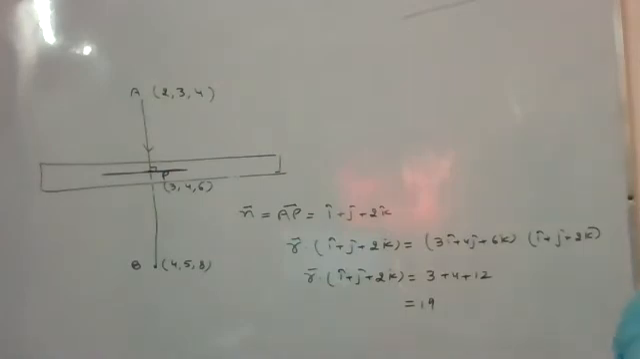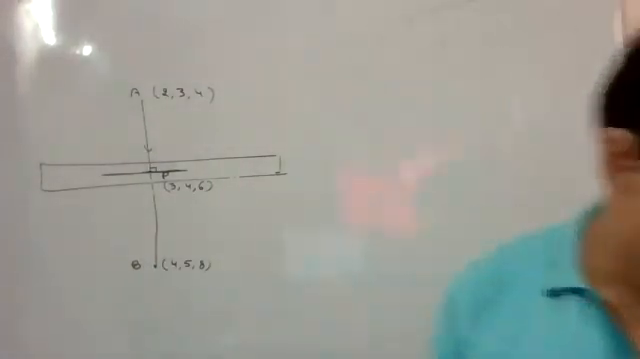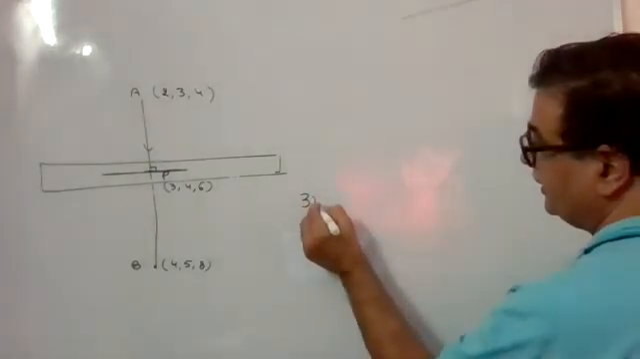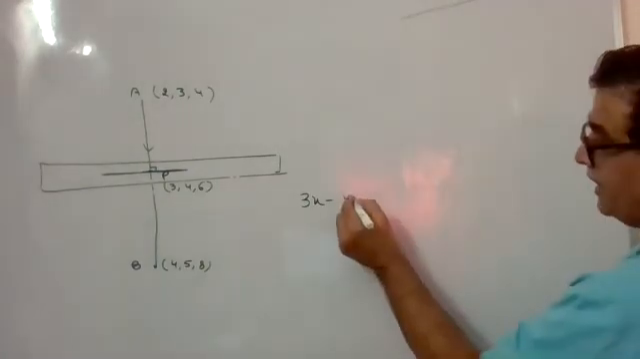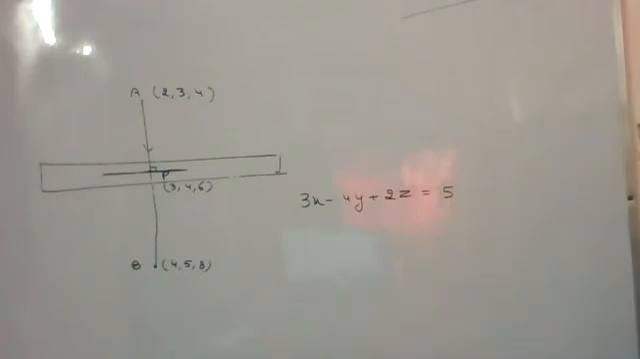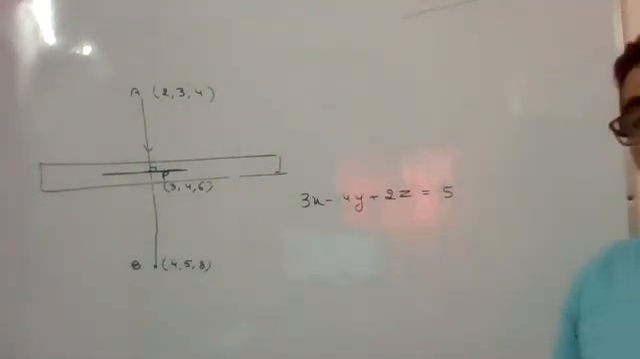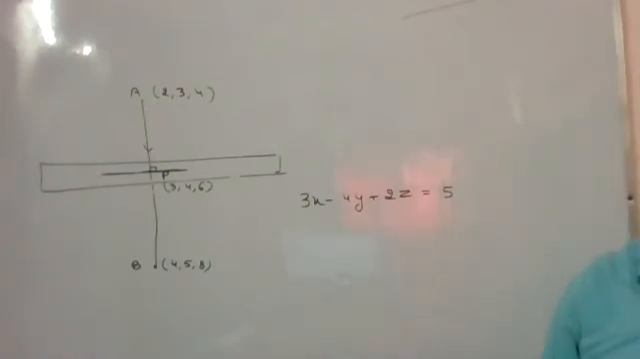Next question right now, please. Find the vector equation of the plane if I am giving the Cartesian equation to you: 3x minus 4y plus 2z is equal to 5. My question is, you should convert this equation in vector form.